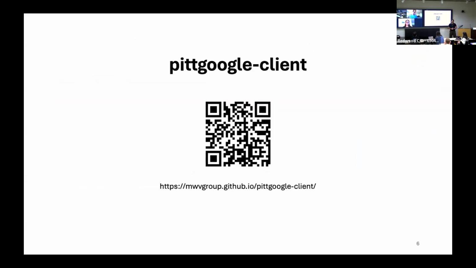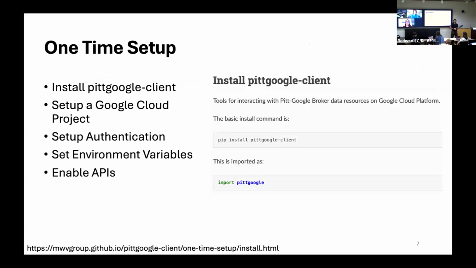And now I'd like to turn you over to the Pitt-Google client. You can scan this QR code to follow along or store it to review a little bit later. But the Pitt-Google client is a Python library that contains the tools to interact with the Pitt-Google Broker data resources on the Google Cloud platform.